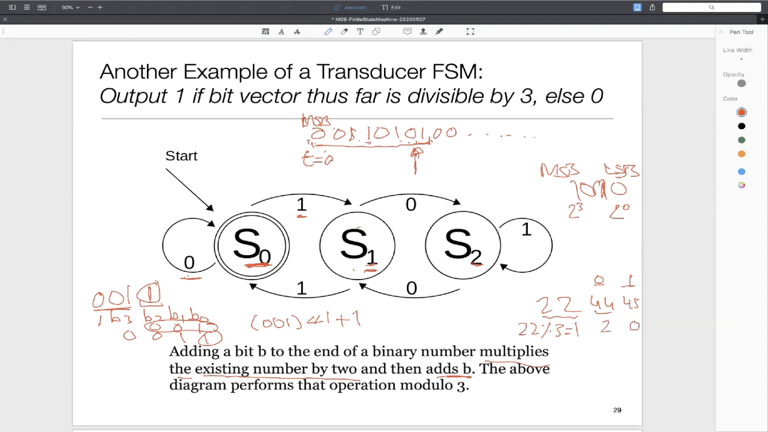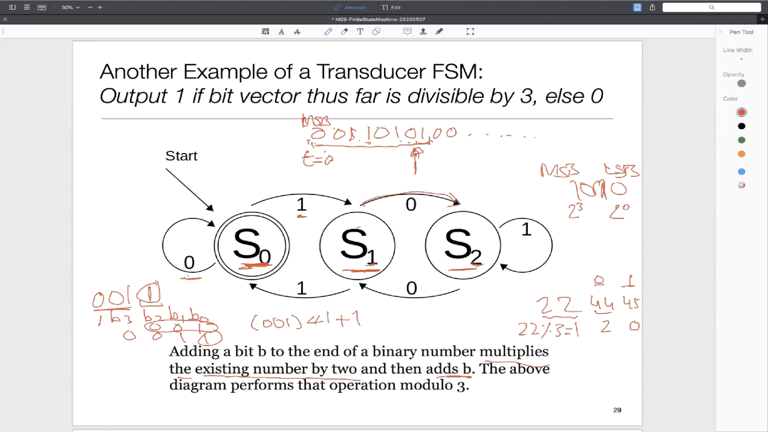Which means if I am currently in state S1 and I get a 0 bit, then I should move to state S2, which is what we are doing out here. I'm moving to state S2. On the other hand, if I am in this S1 and I get a 1 bit, then that means the new number is divisible by 3. So I move to state S0. Does everyone get this part?